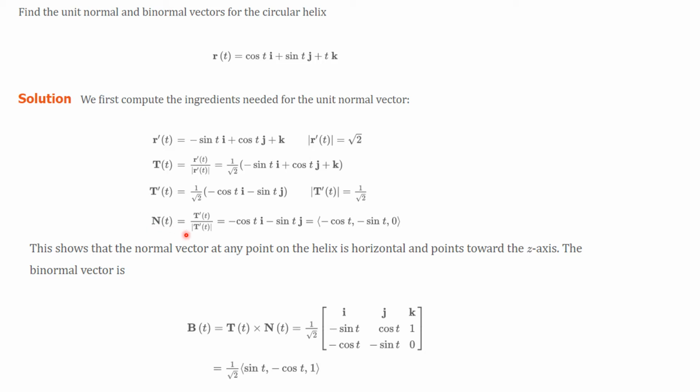So N of t is equal to T prime of t over the magnitude of T prime of t, and so we get this, and in pointy bracket terms this would be the normal vector. So that shows that the normal vector at any point on the helix is horizontal and points toward the z-axis. Now the binormal vector is capital T of t crossed with N of t. So I insert those unit vectors into my formula for cross product, and I get this as my answer. This is very similar to the kind of problem I could ask you.